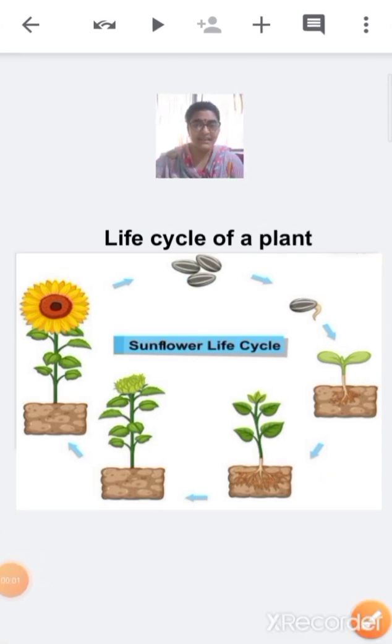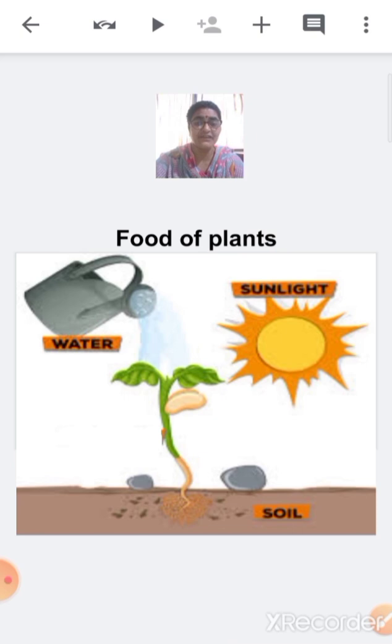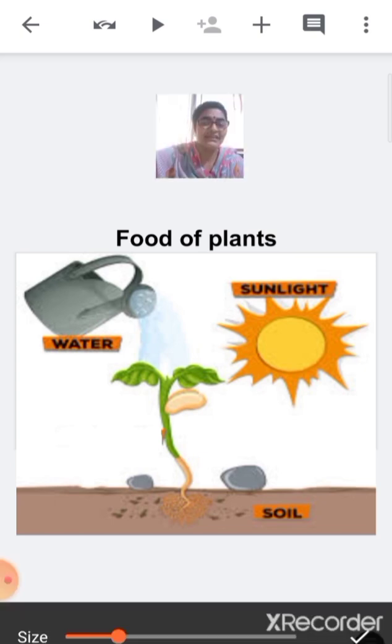Children, like we need food to live, plants also need food to live and grow. They also need food to grow and to survive. Now what do plants need to grow and survive? They need water, soil, sunlight and air to grow and survive. This is the food of plants.